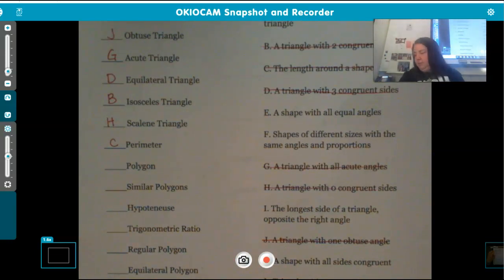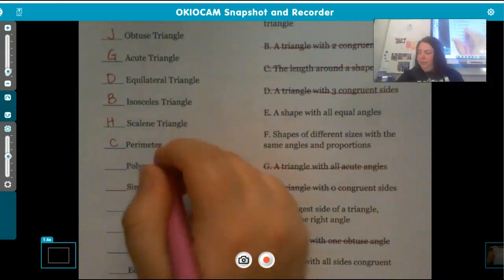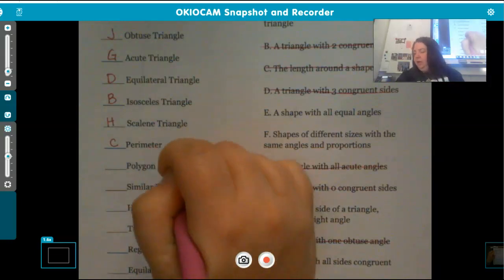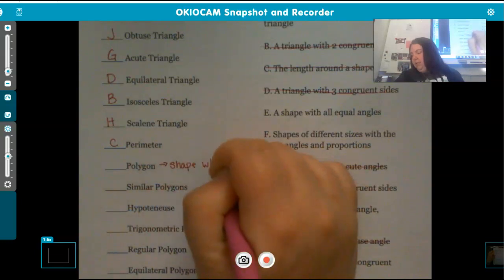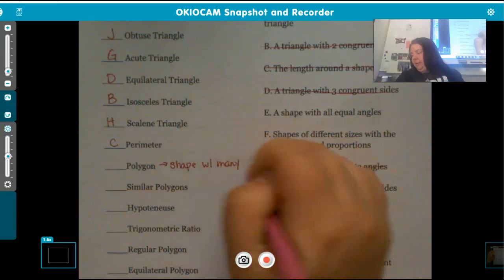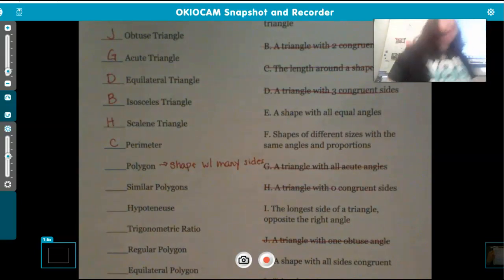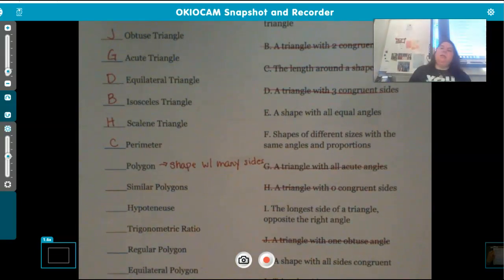Polygon. You know what? Actually, this one somehow did not make it in here. So we're going to do this. A polygon is a shape with many sides. That one, I apologize, did not make it in. Remember, poly means many, gon is our shape or side, so a shape with many sides.